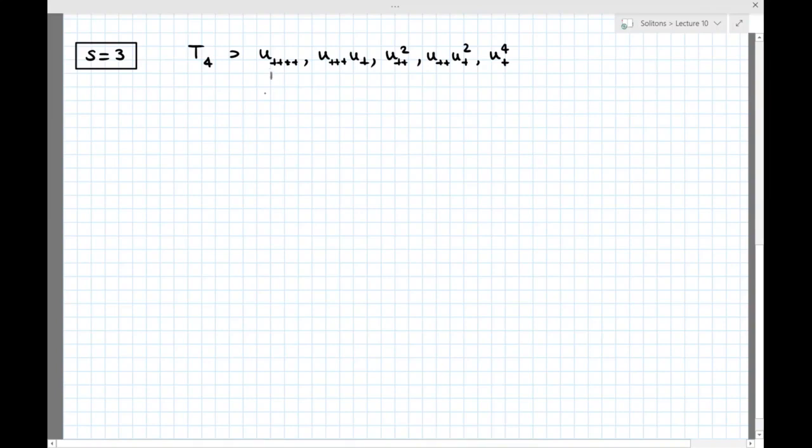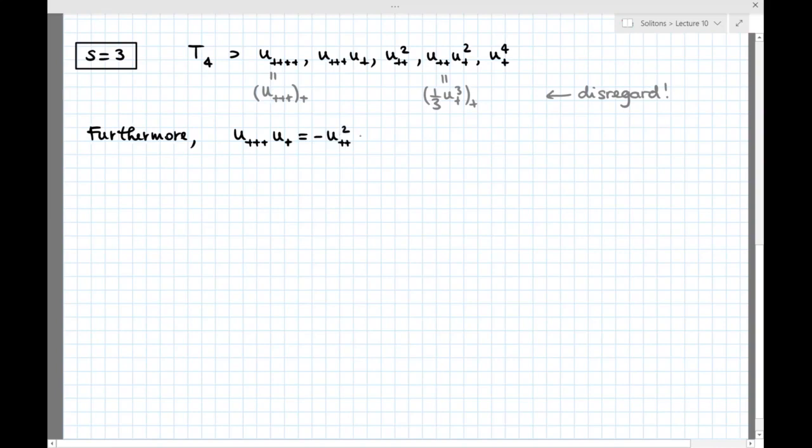Now again, the first term is the total x plus derivative of the third derivative of u. And the fourth term is also the total derivative of 1/3 u cubed. Once again, we disregard these terms, since they are total x plus derivatives of expressions which vanish at infinity. So we're left with the three options, but we can do better. So let's notice that furthermore, the second term u plus plus plus times u plus can be written using the trick that we use when we integrate by parts as minus u plus plus squared plus a total derivative of u plus plus times u plus.